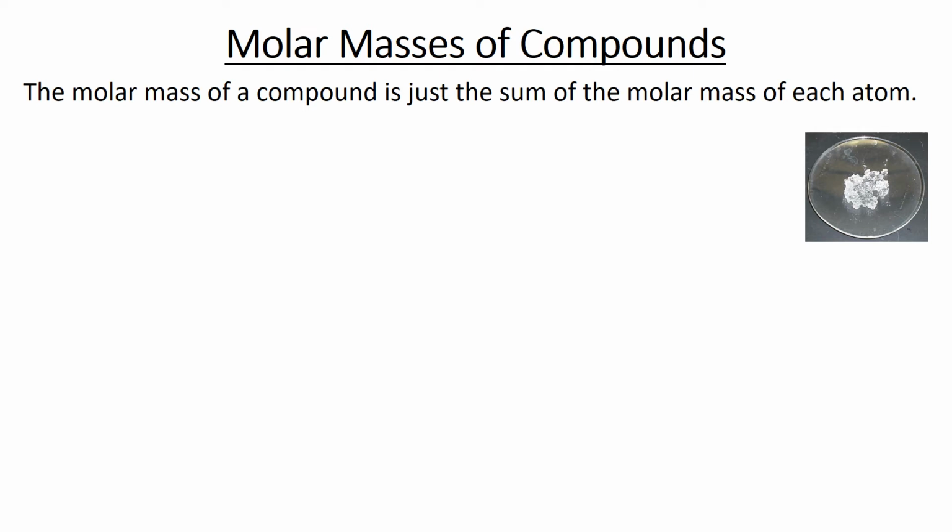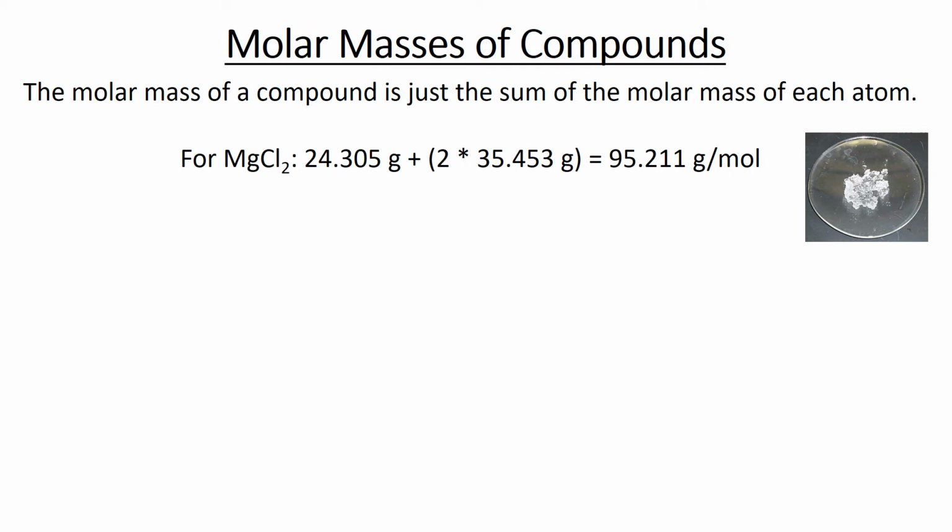The molar mass of a compound is just the sum of the molar masses of each atom. So let's say we want to find the molar mass of magnesium chloride. Well, all we do is we go to our periodic table, we look up the molar mass of magnesium, and we look up the molar mass of chlorine.